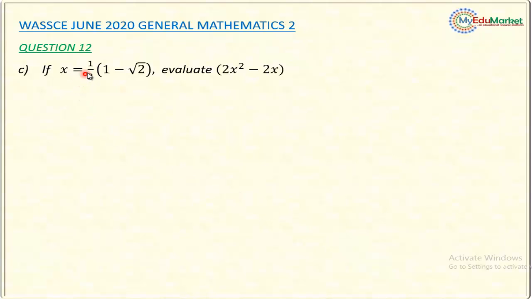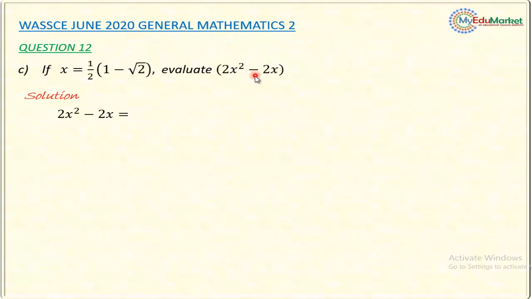If x equals 1 over 2 into 1 minus root 2, the question asks us to evaluate 2x squared minus 2x. So let me attempt to answer this question. Solution: x is the same thing as 1 over 2 into 1 minus root 2, and I have an expression, 2x squared minus 2x, whose value I am to find. So let me attempt to do that.